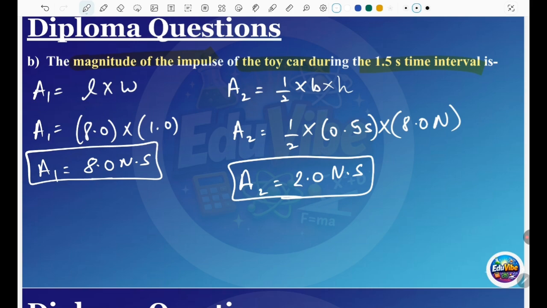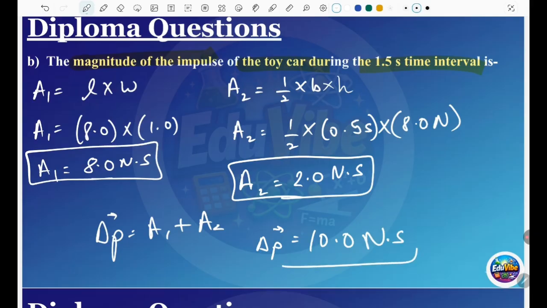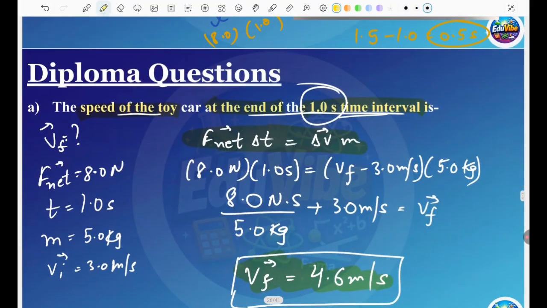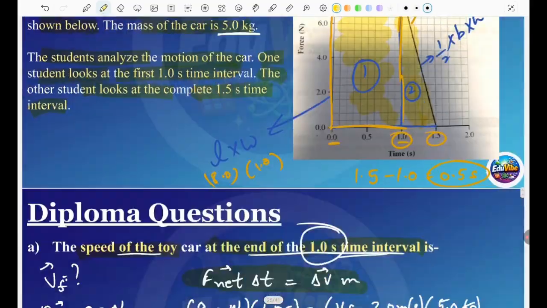So that's how we get this momentum. But you know that the change in momentum is area 1 plus area 2. So when we add them both, we get 10.0 newton-seconds. So this is the magnitude of the impulse during the 1.5 second time interval. So that's how you have to find it from the graph. There are two questions we have to do.